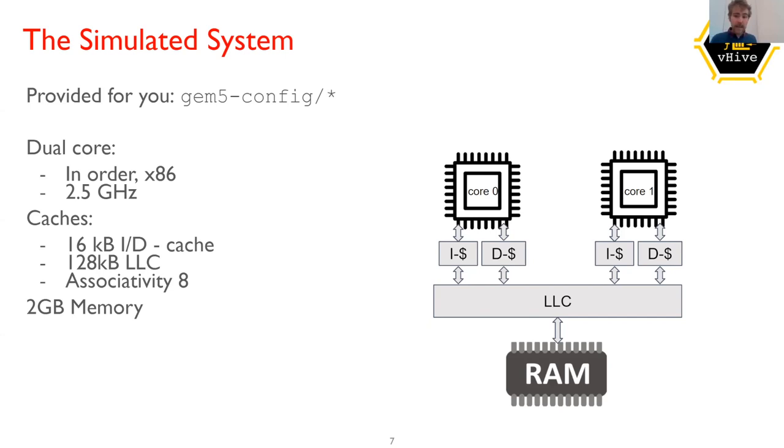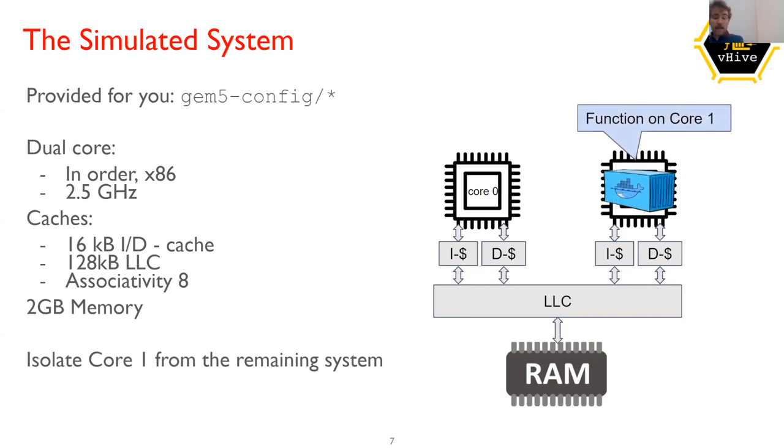And then finally, we will isolate our core one from the rest of the system with the isolcpus feature of Linux. The reason for that is we want to put our function onto the second core. And then on the first core, we will run a client that will issue requests to the second core. The reason why we divide them on these two cores is that we are only interested in our function, and with these two cores, we don't have interference. Of course, there is interference on the LLC, but there are also opportunities to have different machines. But that I will show you later.